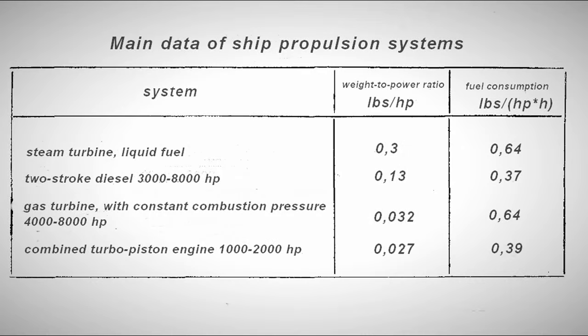For example, a 1,000 horsepower turbo-piston engine consumed about 0.39 pounds of fuel per horsepower hour, compared to 0.37 pounds for a large diesel engine and about 0.64 pounds for a conventional gas turbine. The overall efficiency of some high-power engines reached 35%. This was comparable to, or even better than, diesel engines and other engine types.